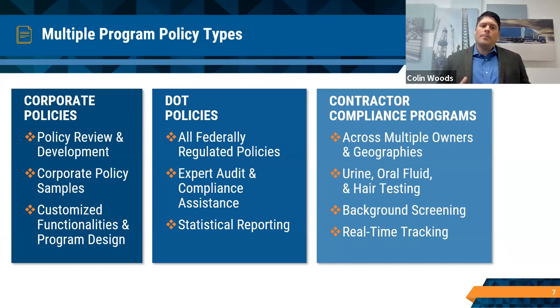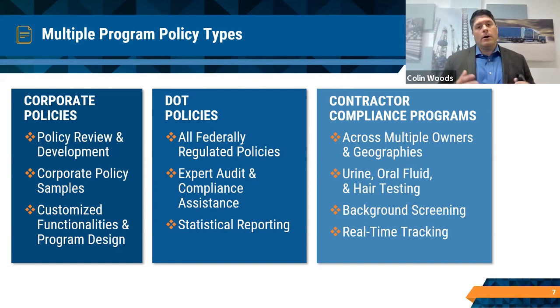Now, we've always thought about our policy program types in three buckets. The first one is corporate policies. Corporate policies are up to the employer, their choice to drug test for certain drugs at a certain random frequency, provide certain background check products. So again, the company needs to put together policies to help them drive their initiatives for safety and security.